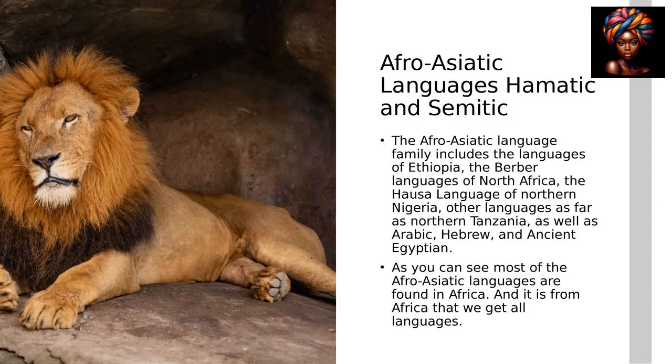Next. It says the Afro-Asiatic language, Hamitic and Semitic. I think I spelled that wrong again. I'm so sorry. The Afro-Asiatic languages family includes the languages of Ethiopia, the Berber languages of North Africa, the Hausa language of Northern Nigeria, other languages as far as Northern Tanzania, as well as Arabic, Hebrew, and ancient Egyptian. As you can see, most of the Afro-Asiatic languages are found in Africa, and it's from the African that we get all languages. Amen. Hallelujah. That is a fact. Next slide.